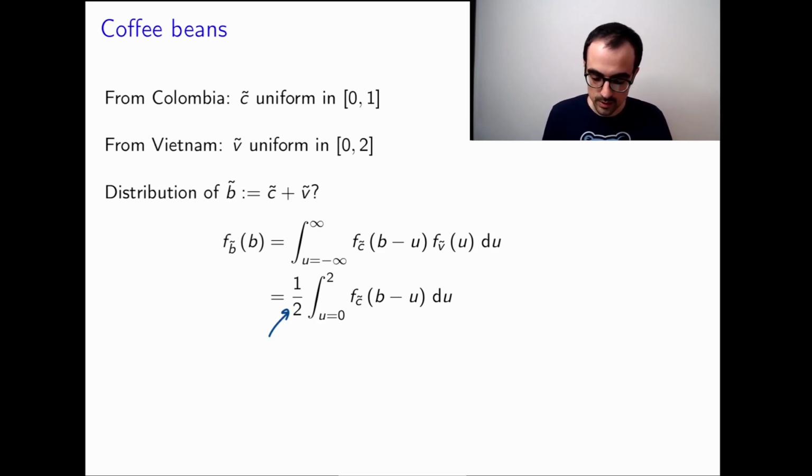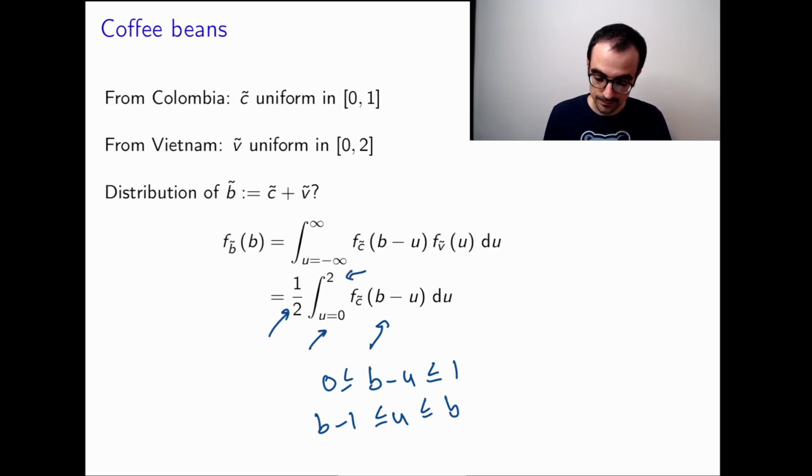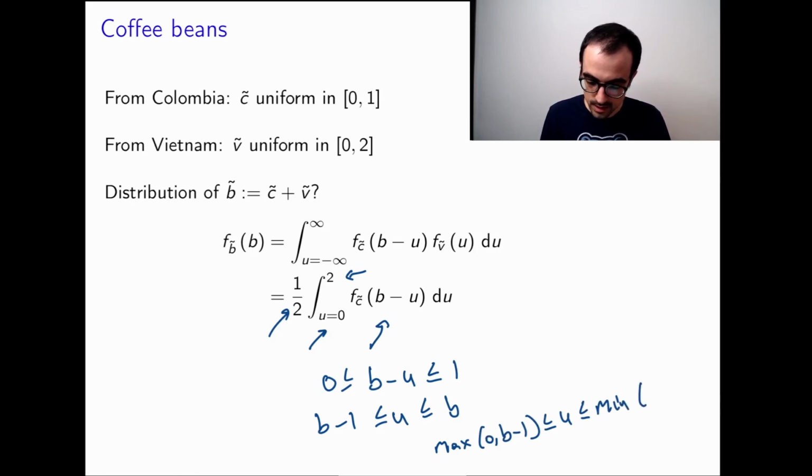Anyways, so now we have to see where this guy is non-zero. This guy is going to be non-zero if b minus u is between 0 and 1, right? So this means that u is greater than b minus 1 and smaller than b. And at the same time, u has to be between 0 and 2. So when we integrate this thing, this is going to be non-zero between the max of 0 and b minus 1 and the min of b and 2.